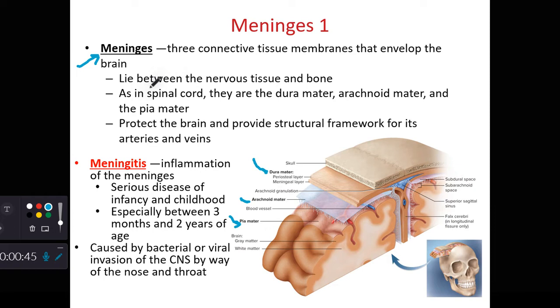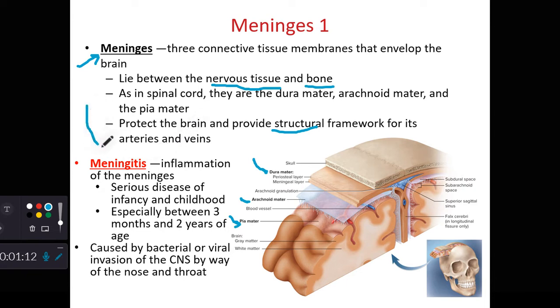And these meninges are going to help separate the nervous tissue, the brain, from the underlying bone. The meninges of the brain are analogous to the meninges of the spinal cord. So when we think of the meninges, really it's three membranes that separate the central nervous system from the outside of the body. They also help to provide a structural framework for the arteries and veins that supply nutrient delivery to the brain.